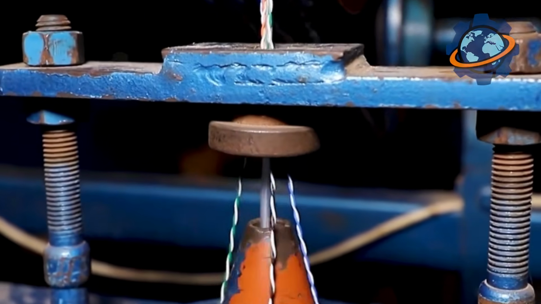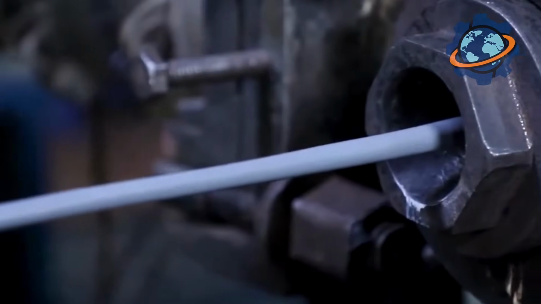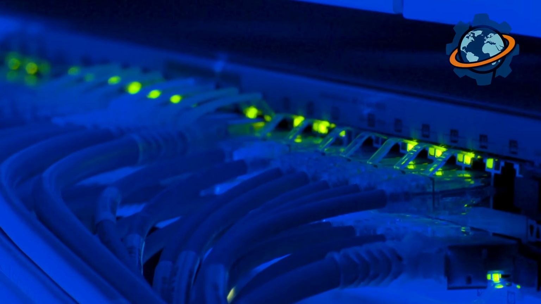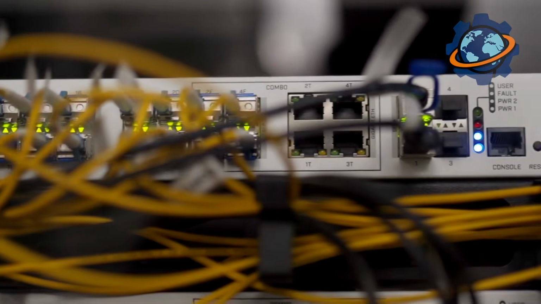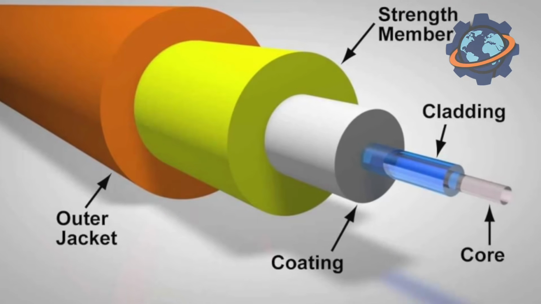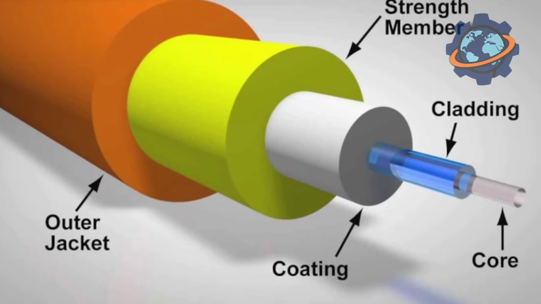These ribbons or bundles are then placed into buffer tubes, thin, flexible plastic channels that provide space for the fiber's slight movements. This is important because when the cable's temperature changes or it's bent, the fiber slightly expands or contracts, and the buffer tube helps prevent it from being damaged. A gel that repels water and absorbs vibrations can also be added inside these tubes.